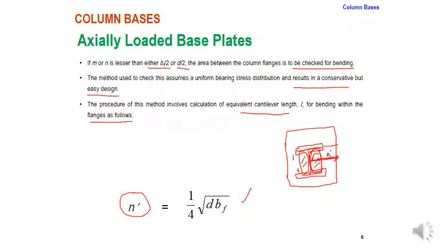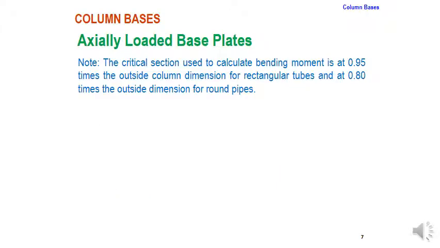So now we have 3 critical lengths for which we can have the bending stresses: M, N and N dash, and out of these the maximum one will be the equivalent cantilever length, small l. That needs to be sorted out first, and then you can go for the further design. This note you can read by yourself.